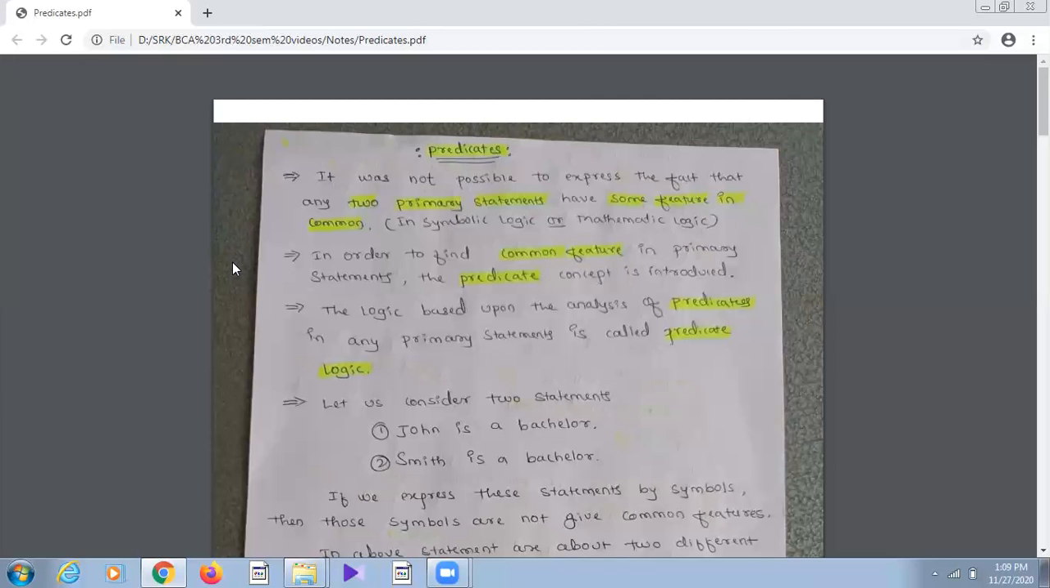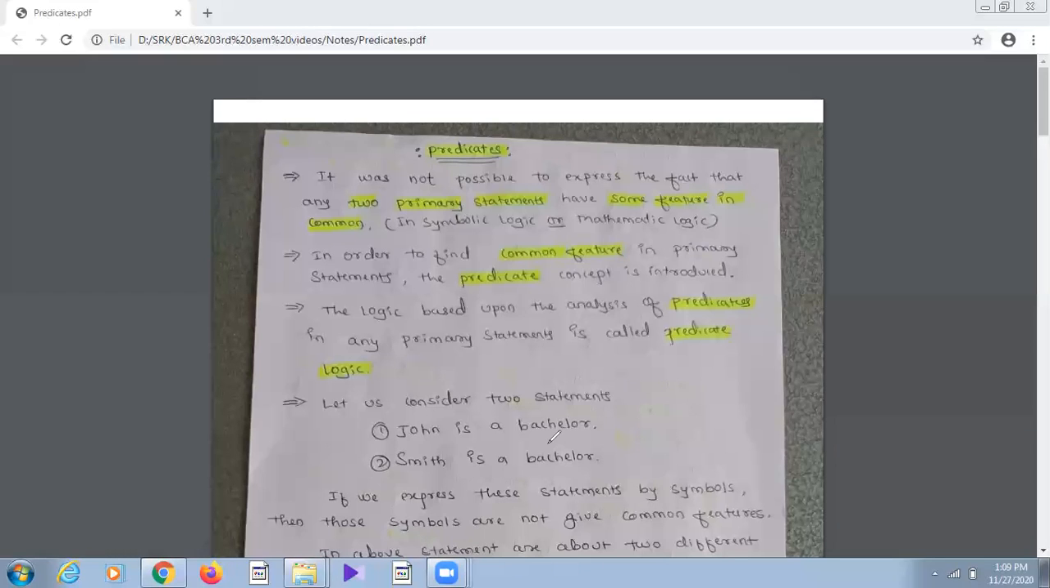There is no method to identify the common features of primary statements. Here there are two primary statements: John is a bachelor and Smith is a bachelor. So there are two primary statements, and the common feature is being a bachelor. The common feature of both primary statements is that a bachelor is there.